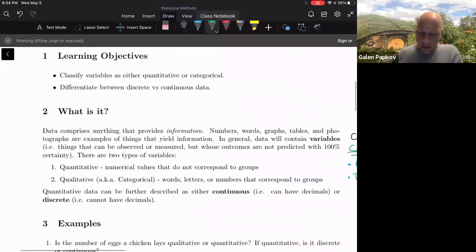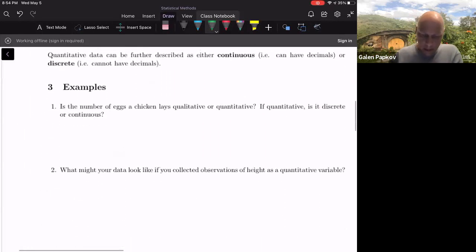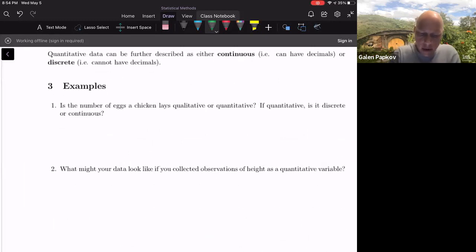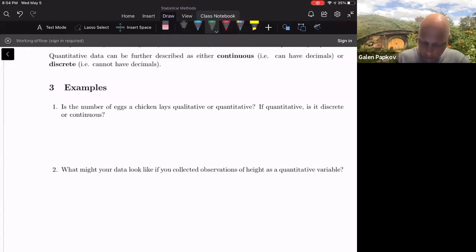So let's go ahead and put this to practice. We've got the first one here, which I did just talk through: is the number of eggs a chicken lays qualitative or quantitative? So number of eggs, that's going to be integer valued. It's going to be numbers. And so in this case, I would say that's going to be quantitative. And since I'm saying it's quantitative, I want to know, is it discrete or continuous? Well, they're only going to be whole numbers or integer valued. And so it's going to be discrete. And that is problem 1.